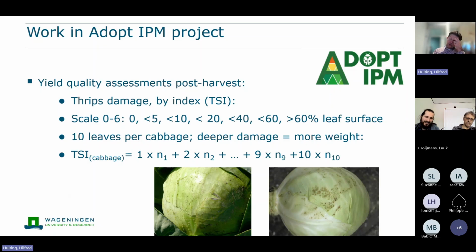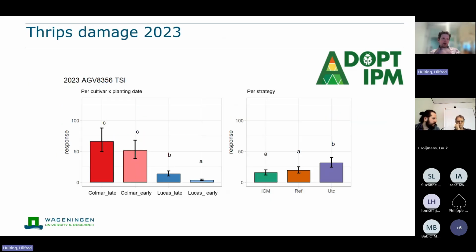And we use a scale in which we have a categorization on a 0 to 6 scale per leaf, and the deeper the leaf is in the cabbage, the more weight we give it. Then some data. So we did 2 cultivars in both years, by the way. Colmar, which is a relatively sensitive cultivar, and Lucas, which is relatively resistant. Well, that's clearly visible also in the left graph.